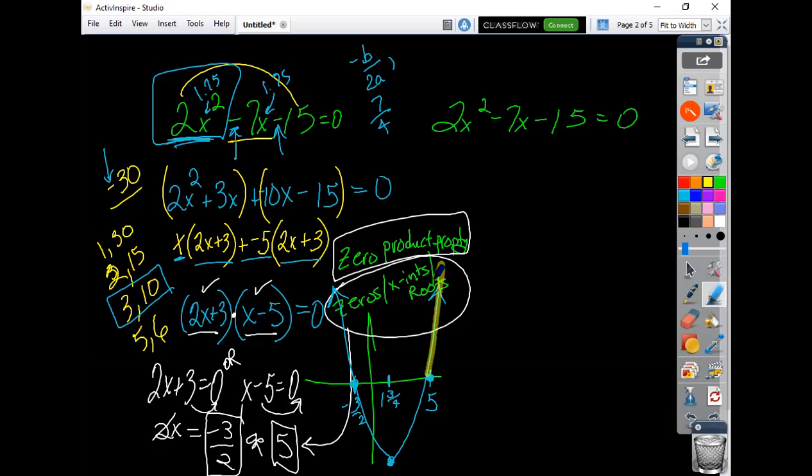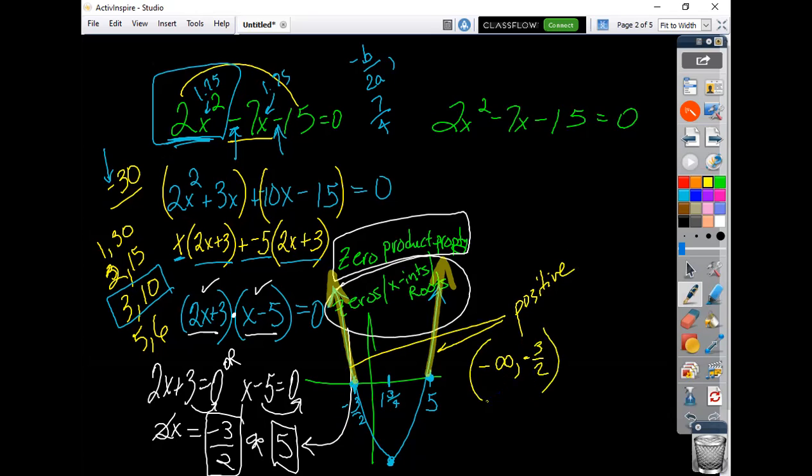So if it asked you for the interval where this graph was positive, it would be those two arms right there. So positive. In this case, that would be forever to the left, to negative infinity, up to that negative 3/2. The 3/2 itself is 0. 0 is not positive. It's not negative either. And then from that 5, that side of the arm here, forever to the right, these are the x values we're talking about here, the domain. So forever to a positive infinity.